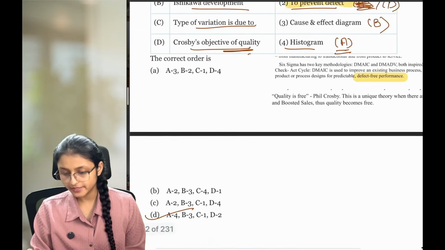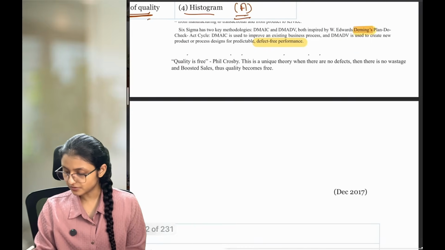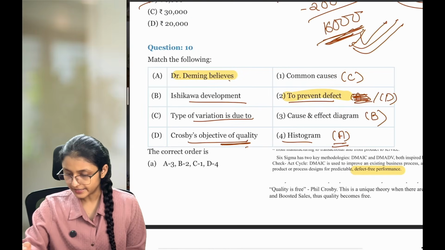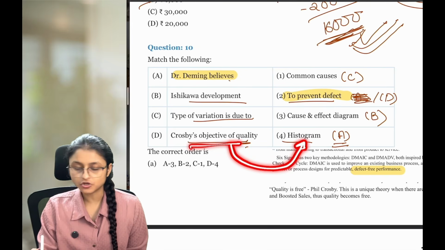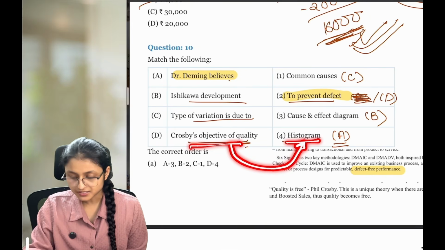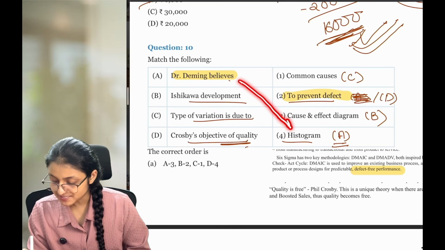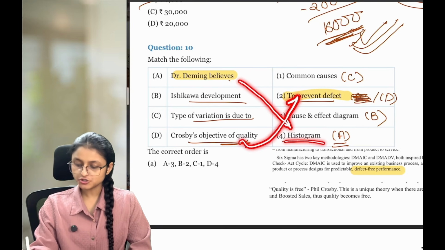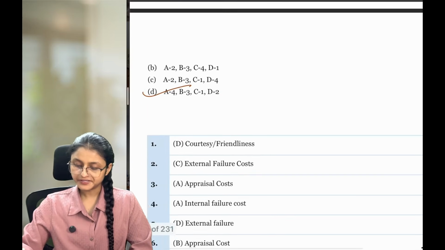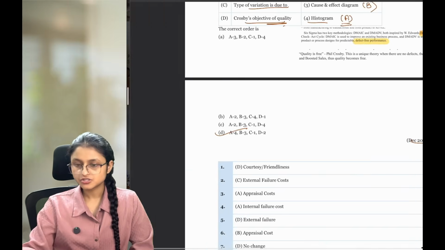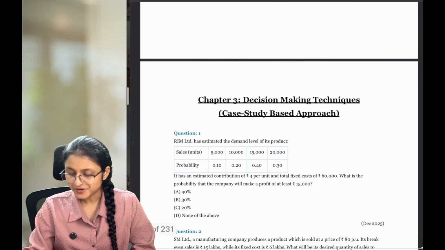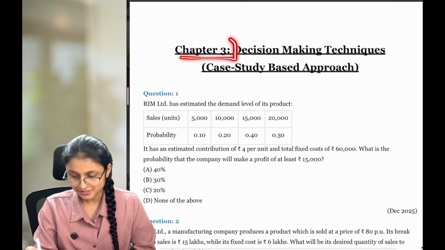Now, let me tell you, in the exams, they asked this question in December 2017, and at that time, they ticked histogram for Crosby's objective of quality. But that is not correct. Dr. Deming should be selected for histogram and Crosby should be selected for preventing the defect. Hence, we have ticked the correct answer here. Okay? Chalo. Moving forward to our next chapter, and that is chapter number 3.